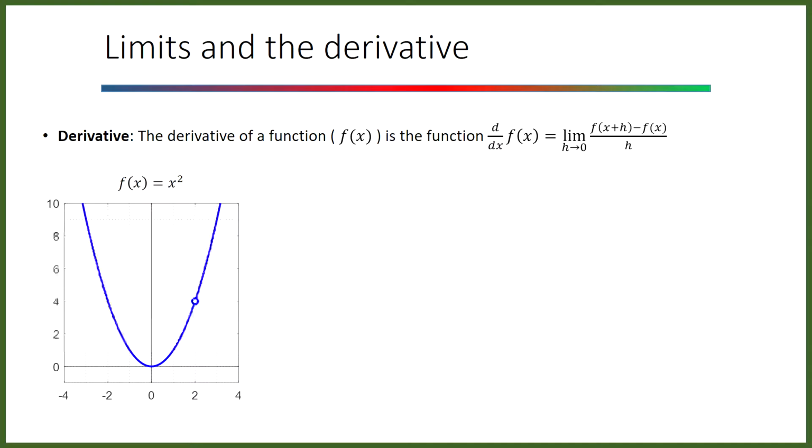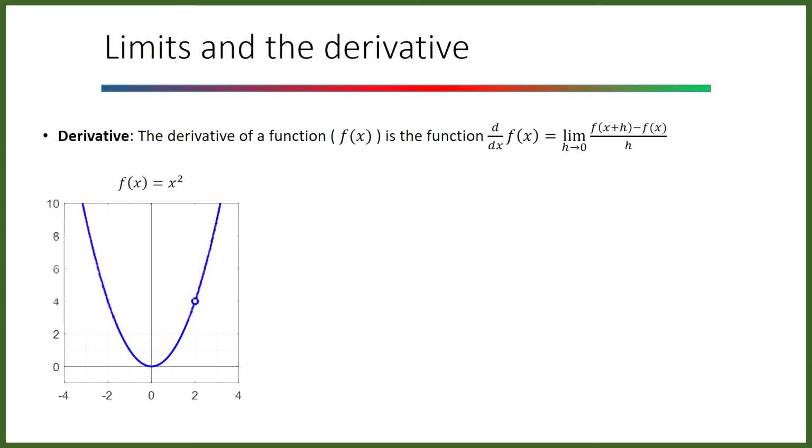Alright, remember that our definition of the derivative is that the derivative of a function f of x is equal to the limit as h approaches 0 of f of x plus h minus f of x, all divided by h. So let's look at this function f of x equals x squared, and let's try to find its derivative at the point x equals 2.